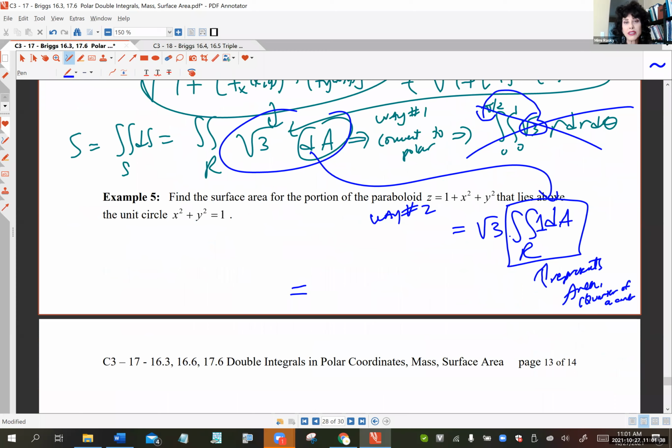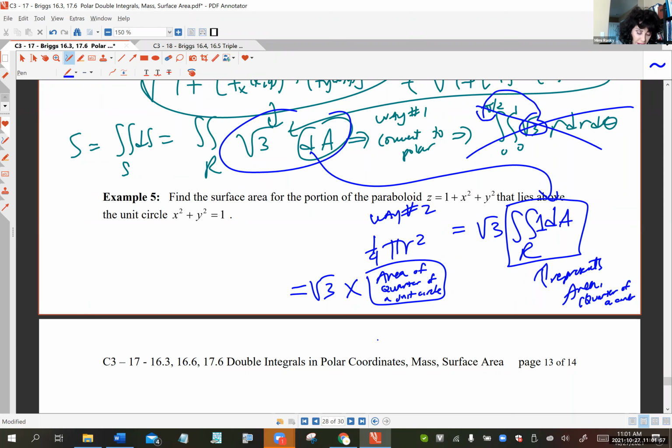I'm not going to set up the rest of this double integral. I'm just going to go square root of 3 times the area of a quarter of a unit circle, because that was a radius of 1. And you already know how to find the area of a circle. It's pi r squared, right? But you're going to take 1/4 of that. So 1/4 of pi, and the radius of that unit circle is 1. And don't forget, you still have the square root of 3 here.